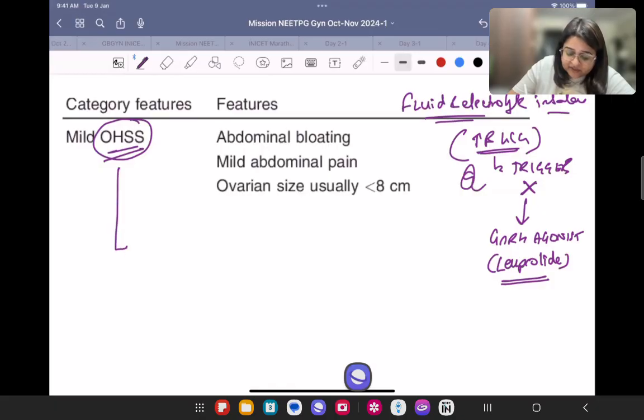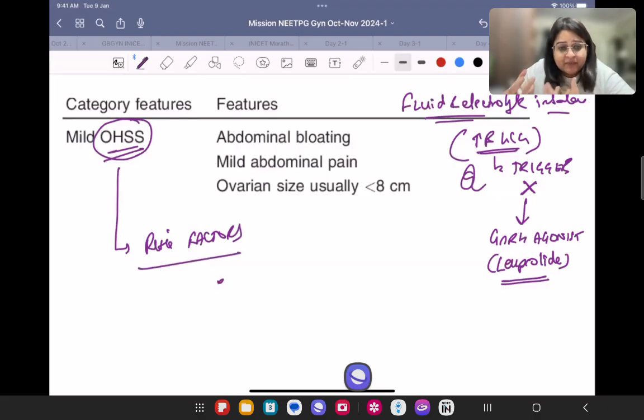Another important question that comes up is, what are the risk factors for OHSS? So if the ovaries are big from the beginning, like in PCOS. But remember, in PCOS the girls are fatter. This complication is typically seen in thin PCOS girls, lean PCOS, that means low BMI. So those girls who are very thin and have PCOS are at a higher risk of developing OHSS.